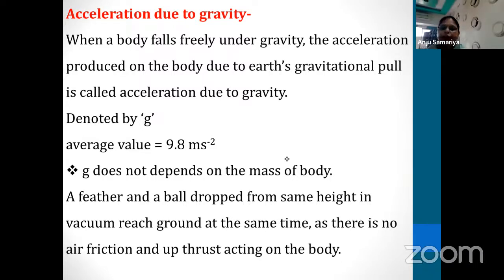So acceleration due to gravity is the acceleration caused by Earth's gravitational pull. Due to Earth's gravitational pull, there is a force acting, and this force causes acceleration in any body. And this acceleration is always towards the Earth's center. So g for a falling body is taken as positive. This acceleration due to gravity is denoted by small g, and its average value is 9.8 meter per second square. Now, this acceleration due to gravity does not depend upon the mass of the body.